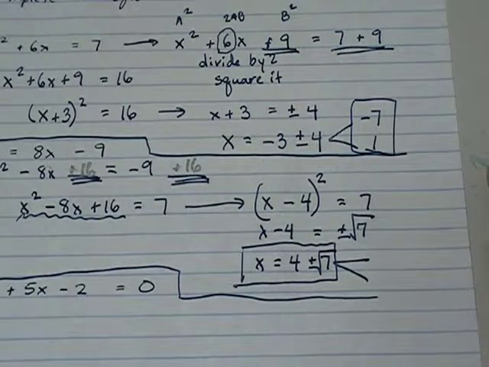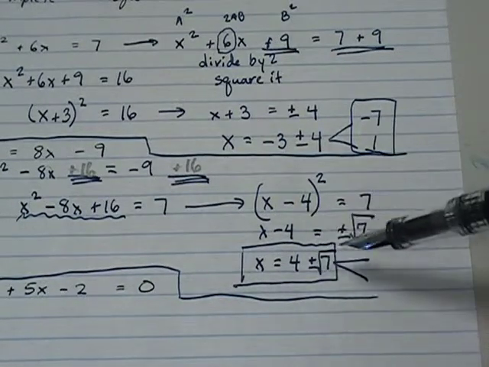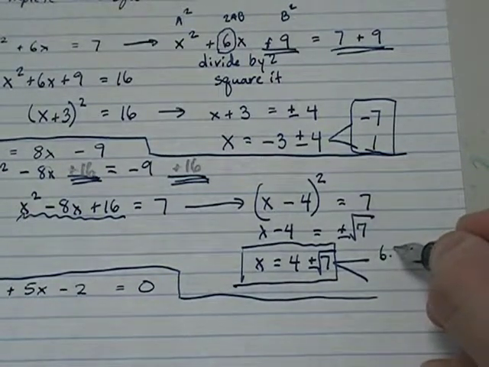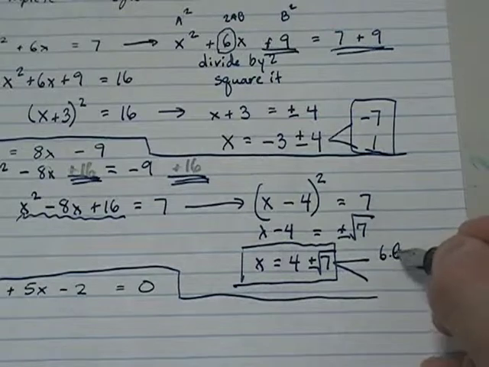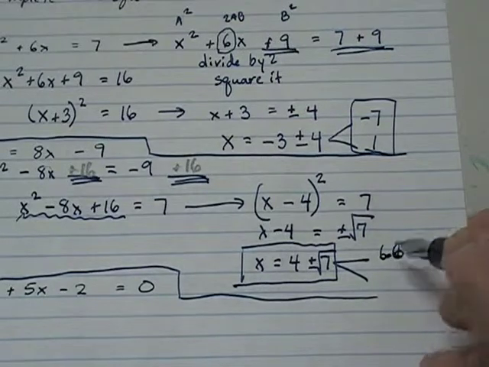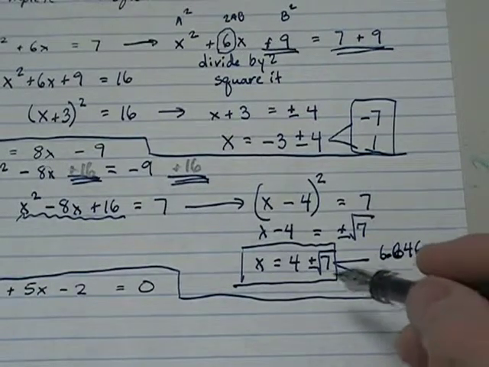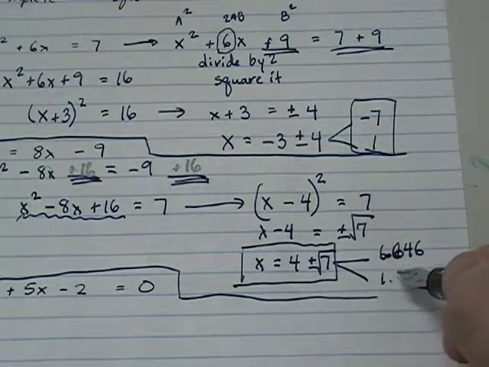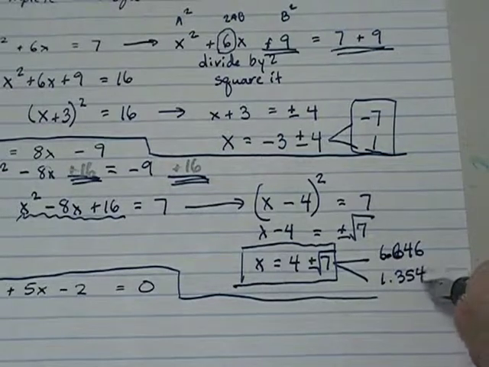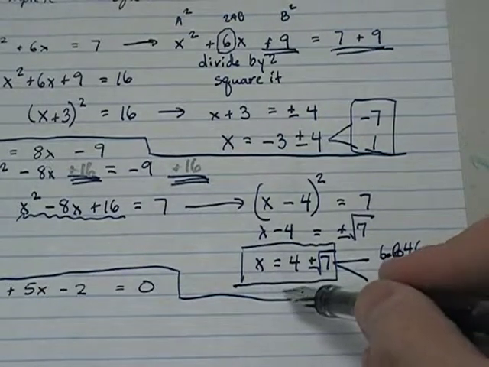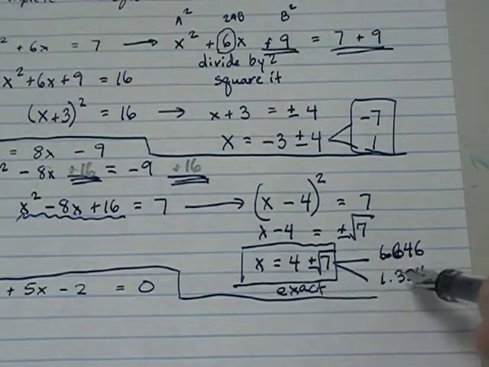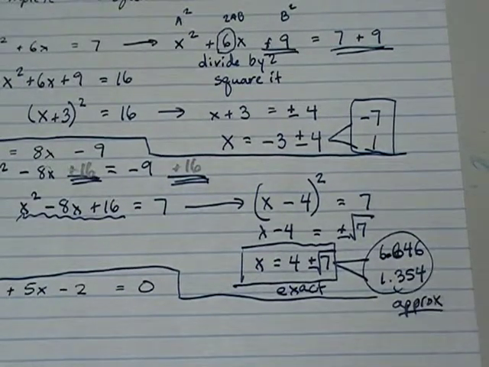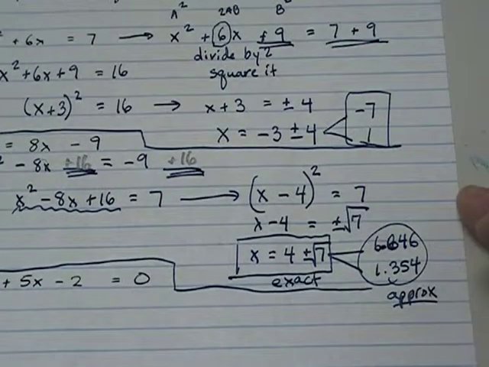If you want an approximate answer, you're going to type this into your calculator. So 4 plus the square root of 7. And I get 6.646. I'll get it right in a second, y'all. And if I type 4 minus the square root of 7, I get 1.354. Okay? So that is my exact answer, and those are my approximate answers. Okay? So exact and approximate.